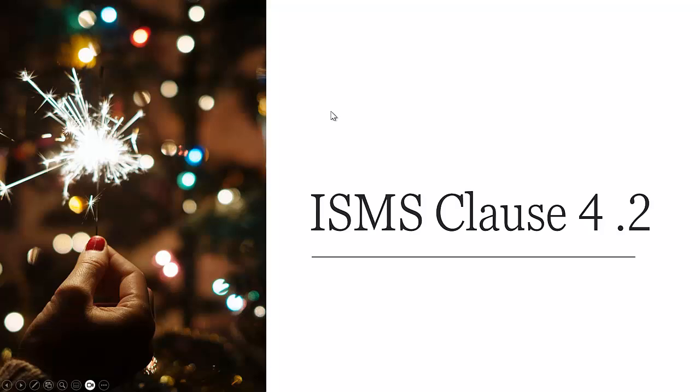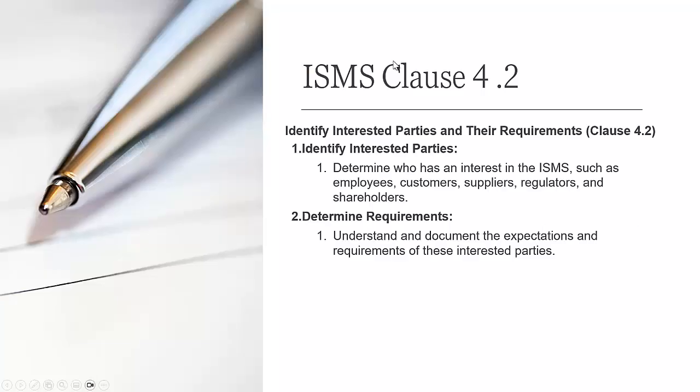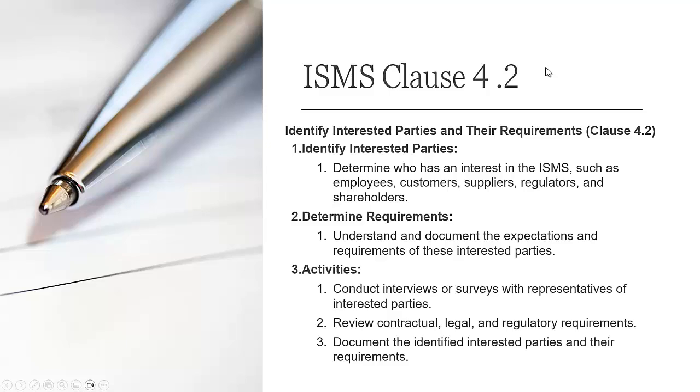we move to ISMS clause 4.2. 4.1 talks about understanding the context and documenting the issues. 4.2 talks about identifying the interested parties. So when we talk about identifying interested parties, we need to determine who has an interest in the ISMS, like employees, customers, regulators, shareholders, and then we need to document their expectations. For that, you need to conduct interviews and review the contractual, legal, and regulatory requirements, and more important, you need to document the interested parties and their requirements. That is part of 4.2.